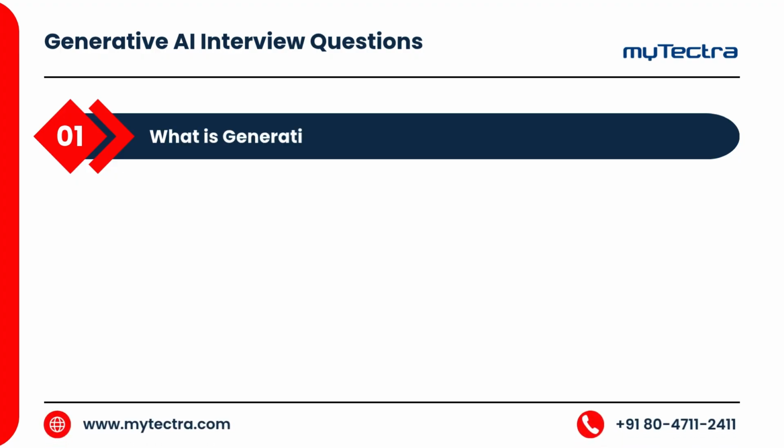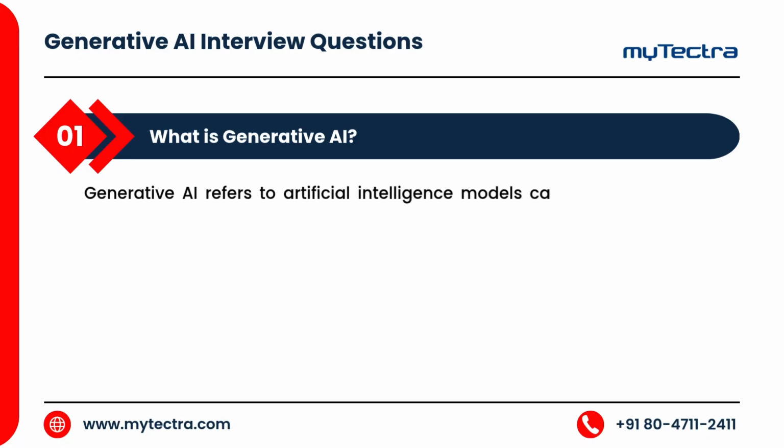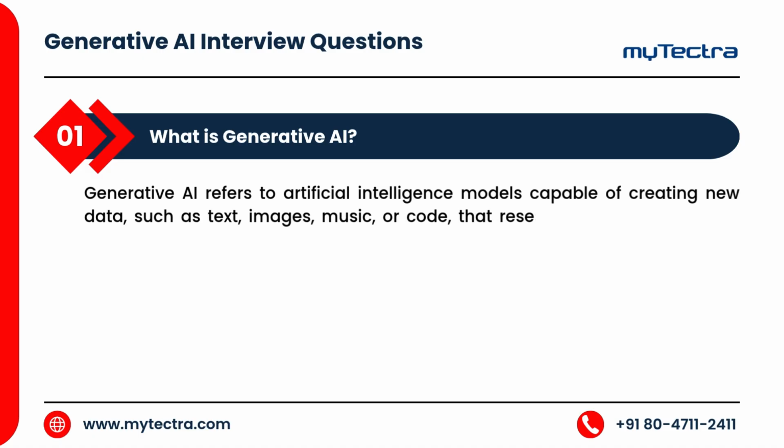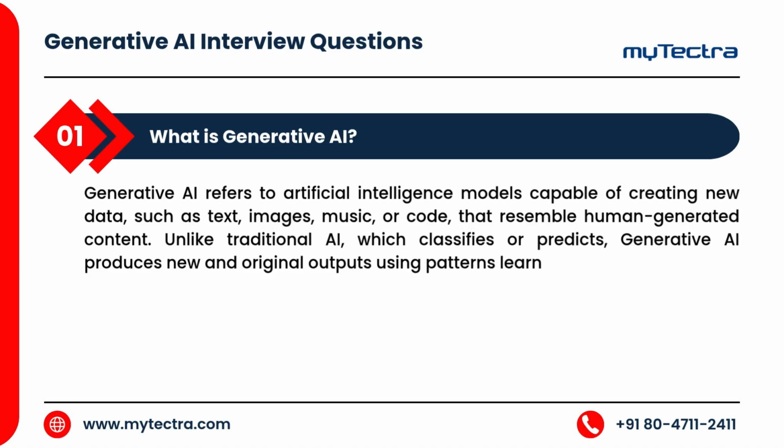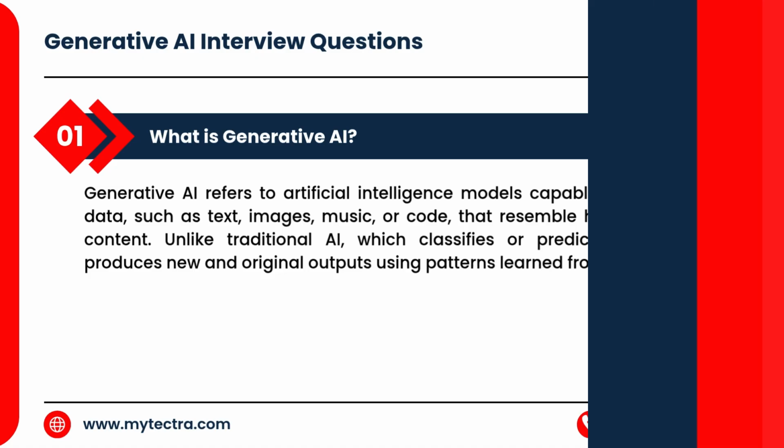What is generative AI? Generative AI refers to artificial intelligence models capable of creating new data, such as text, images, music, or code, that resemble human-generated content. Unlike traditional AI, which classifies or predicts, generative AI produces new and original outputs using patterns learned from large datasets.